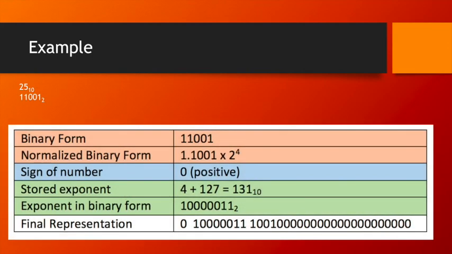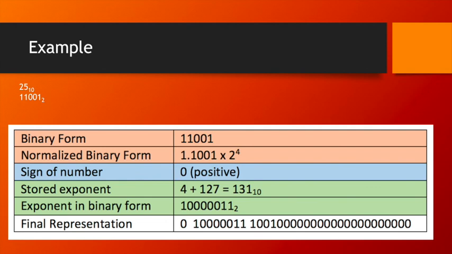So if we were to take a look at the example here, converting 25 base 10 into the IEEE 754 standard, we'll go through those same steps we talked about before. We'll convert 25 base 10 to normalized binary notation, and that comes out as 1.1001 times 2 to the 4th. So we take that number, 1.1001 times 2 to the 4th, and we identify the sign. It's a positive number, so our sign bit will be 0.